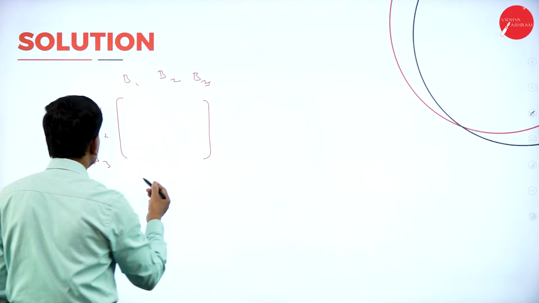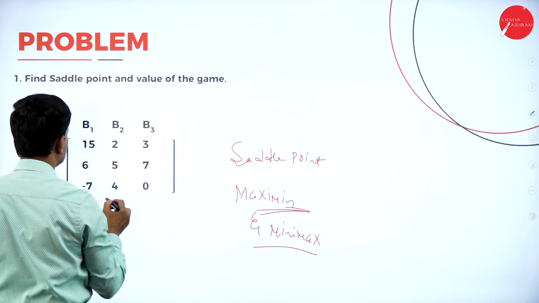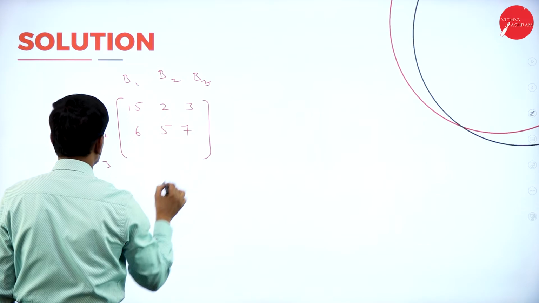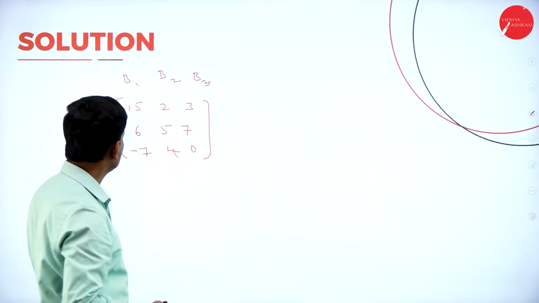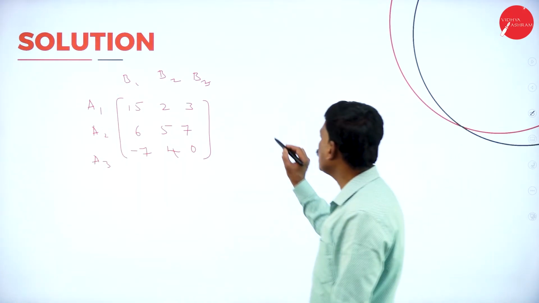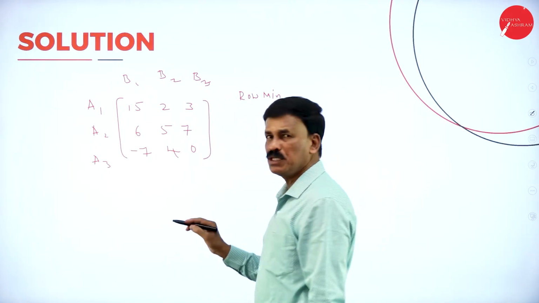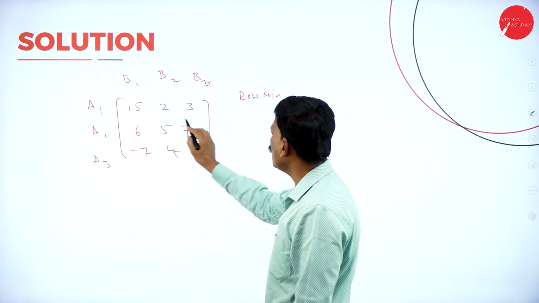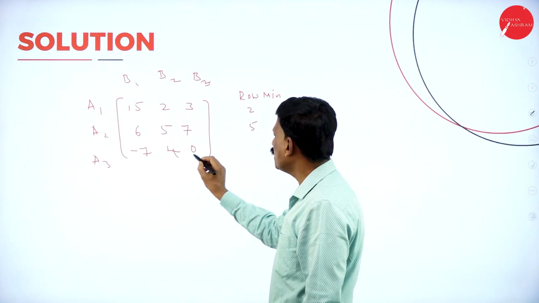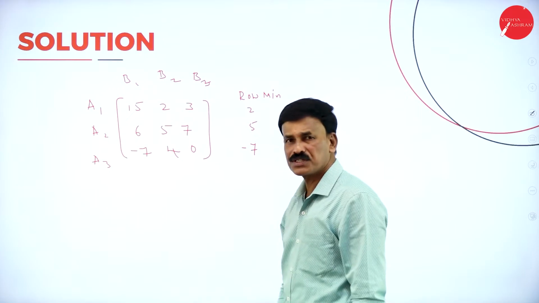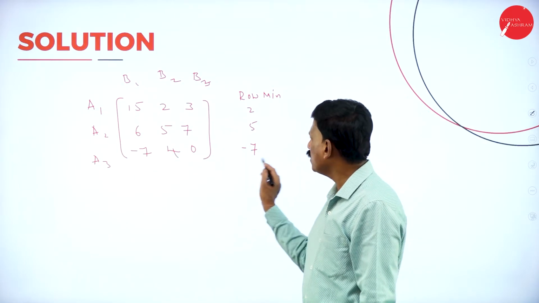Now let us write the problem here. In A1, the first row is 15, 2 and 3. The second row is 6, 5 and 7. The third row is minus 7, 4 and 0. So this is the given problem. First find out the row minimum, meaning the minimum value in that particular row. In the first row, the minimum value is 2. In the second row, the minimum value is 5. In the third row, the minimum value is minus 7.